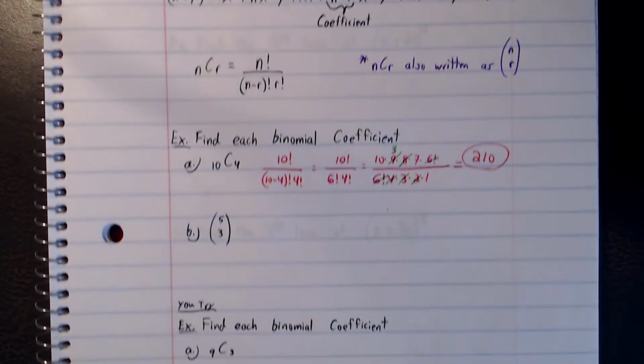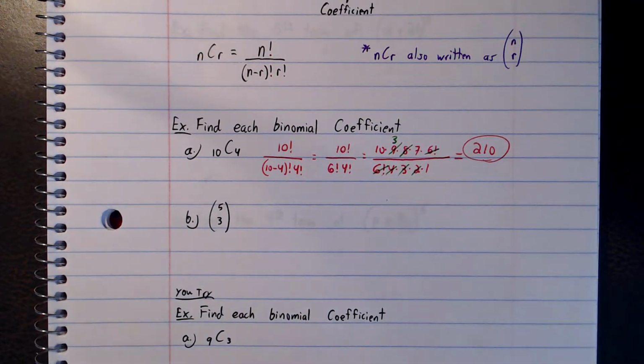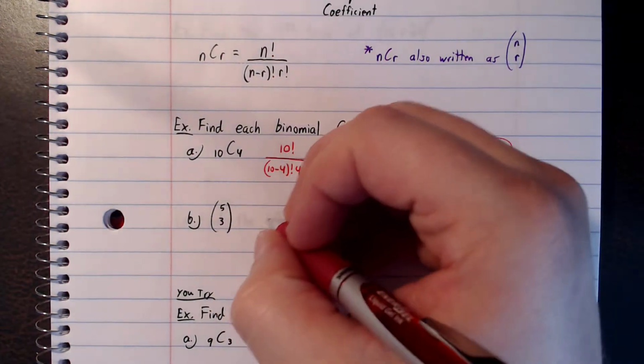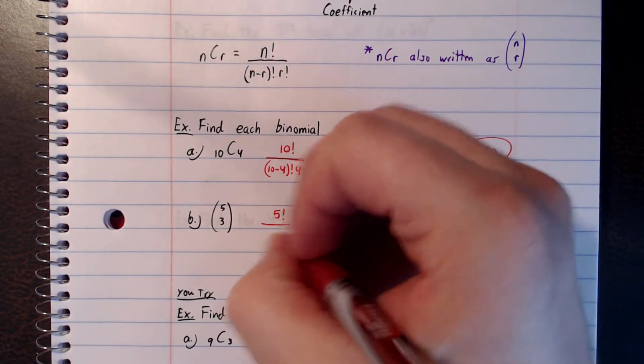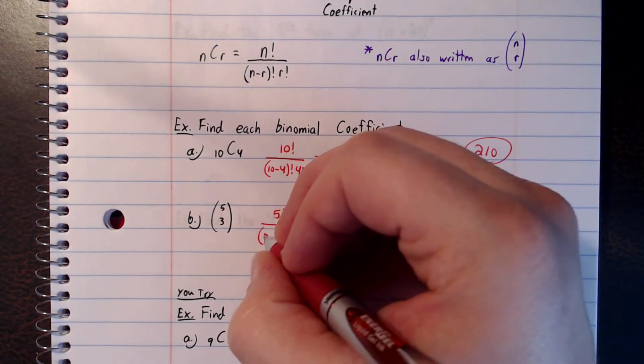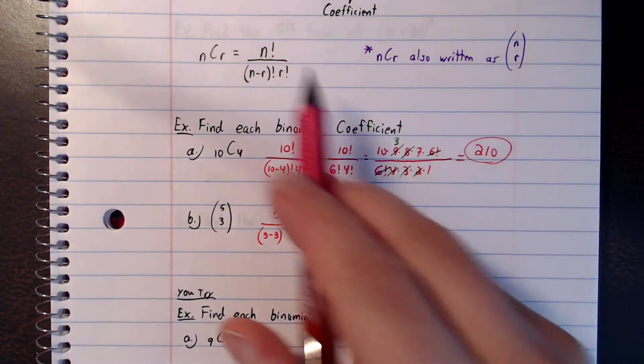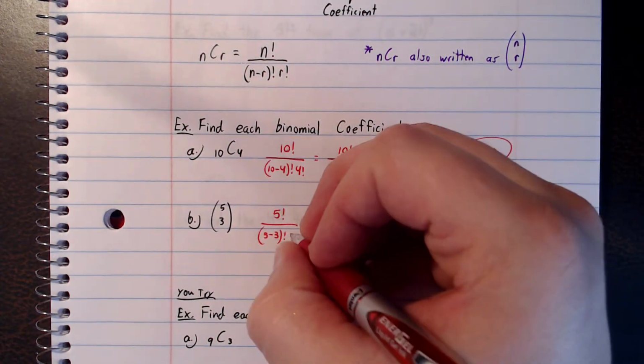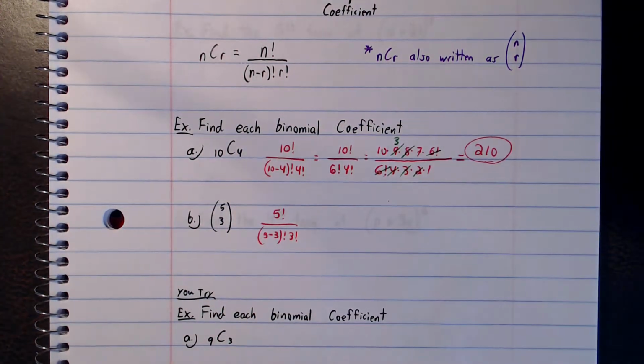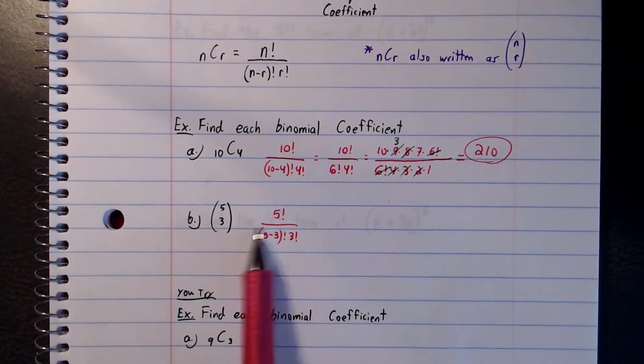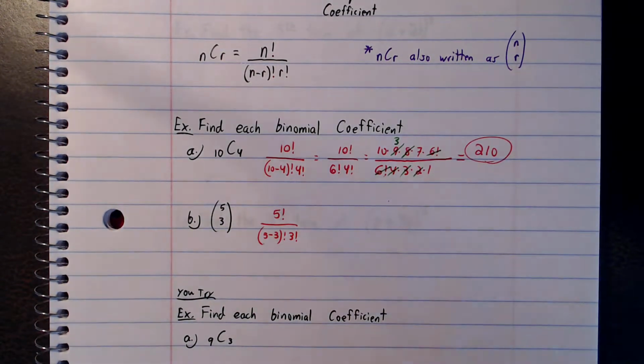Let's check out another one using this combination. This time we're doing, that's a 5. It's tough to see, but that's 5 choose 3. So this is our n value on top, 5. We need to do 5 minus 3, right? n minus r factorial, and then 3 factorial, right? n, r, that's where all that stuff goes.